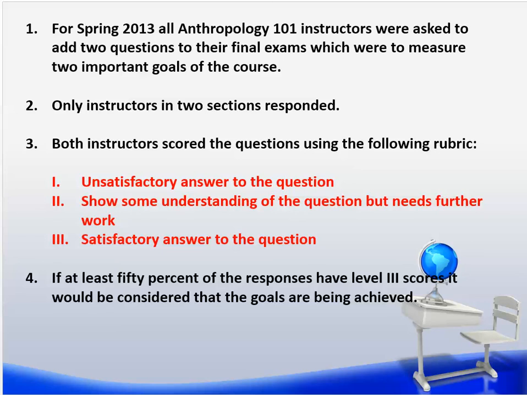Now, both instructors scored the questions using the following rubric. Either the answer was an unsatisfactory answer to the question, or the student showed some understanding of the question but further work was needed, or 3, there was a satisfactory answer to the question. Now, it was felt that if at least 50% of the responses have a level 3 score, it would be considered that the goals in the course, these 2 goals, are being achieved.